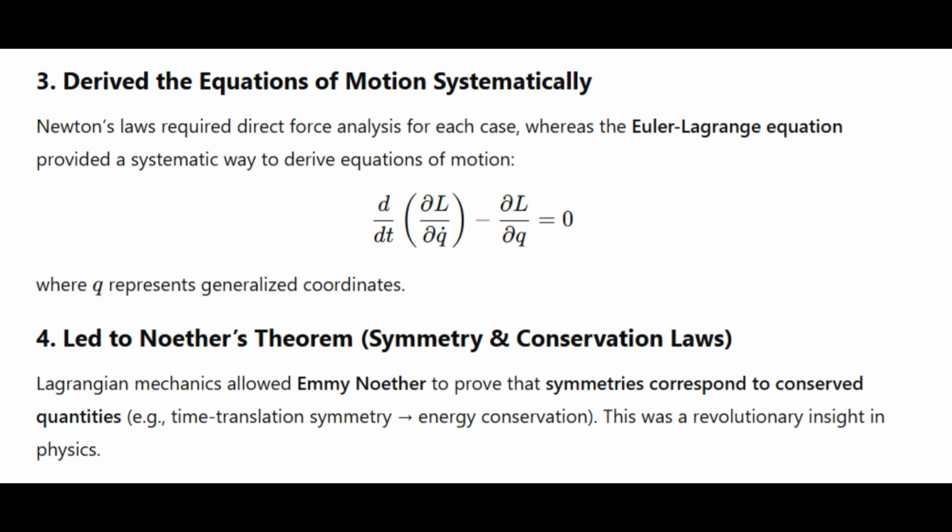4. Led to Noether's theorem, symmetry and conservation laws. Lagrangian mechanics allowed Emmy Noether to prove that symmetries correspond to conserved quantities, e.g., time translation symmetry implies energy conservation. This was a revolutionary insight in physics.